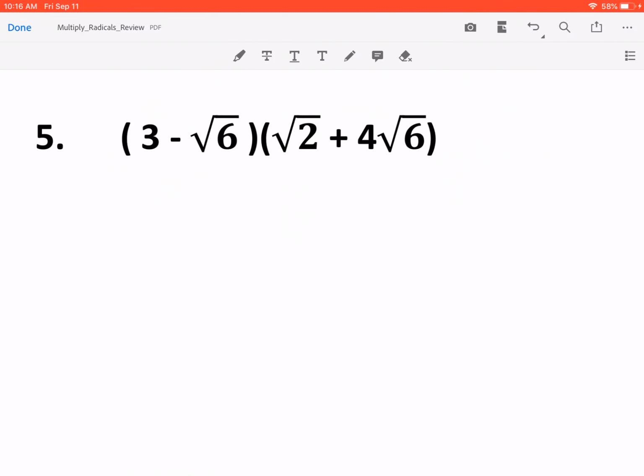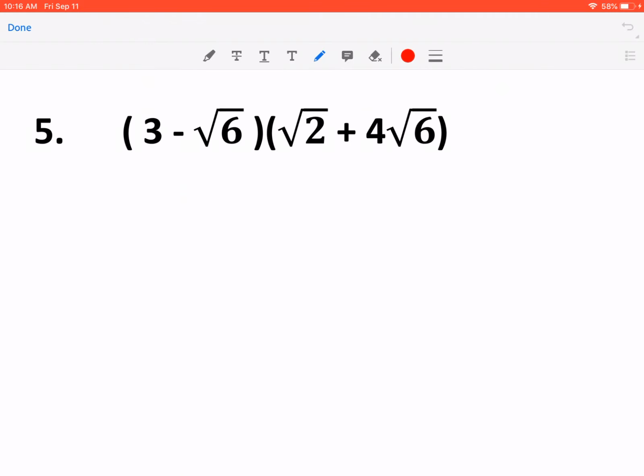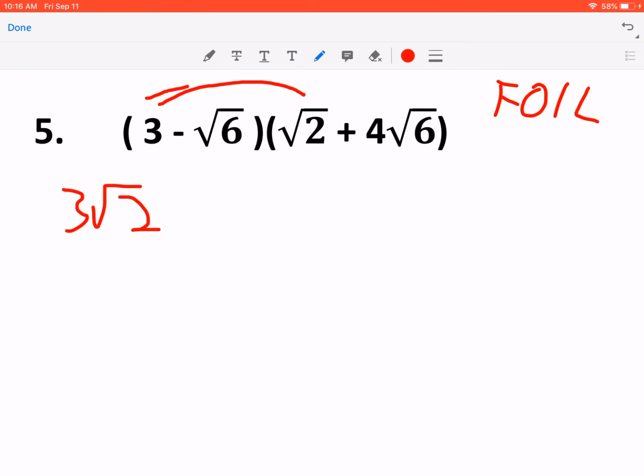All right. What if it is binomial times binomial? Then you have to use FOIL. Okay, no problem. 3 times a radical 2. That is a regular 3. So the best you can do is 3 radical 2. That's first. Let's do outside. 3 times a 4 radical 6. The only numbers that can be multiplied are the 3 and the 4. So 3 times 4 is 12 radical 6.